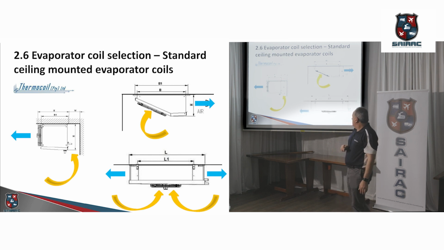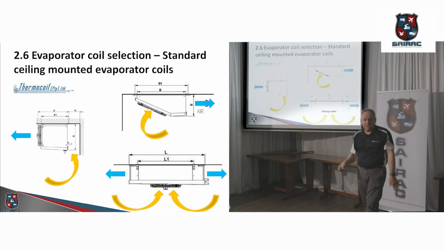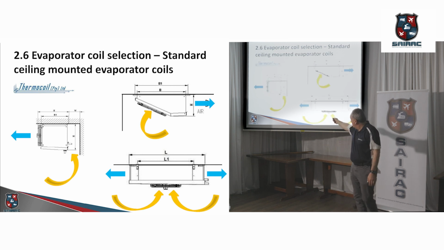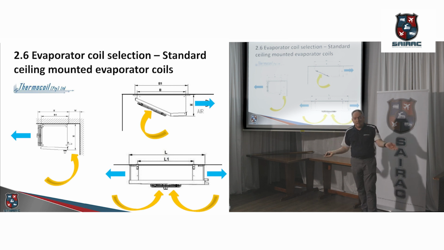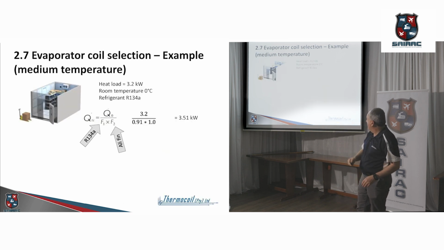Then another common type is the dual discharge. Dual discharge draws air in the center and discharges on the sides. Actually that's 2 coils, so you have 2 evaporators, one left, one right, and they are suitable for specific applications.